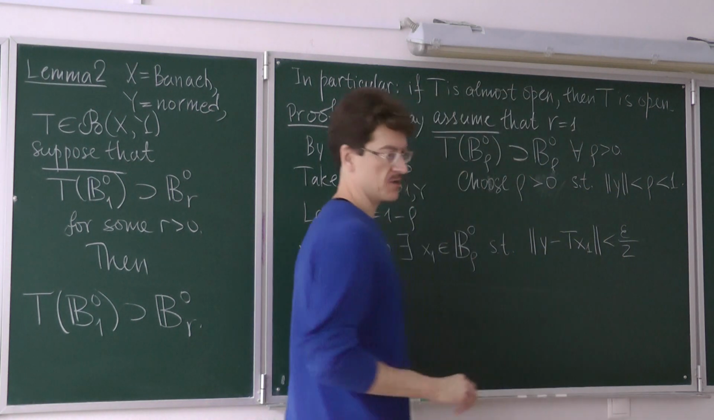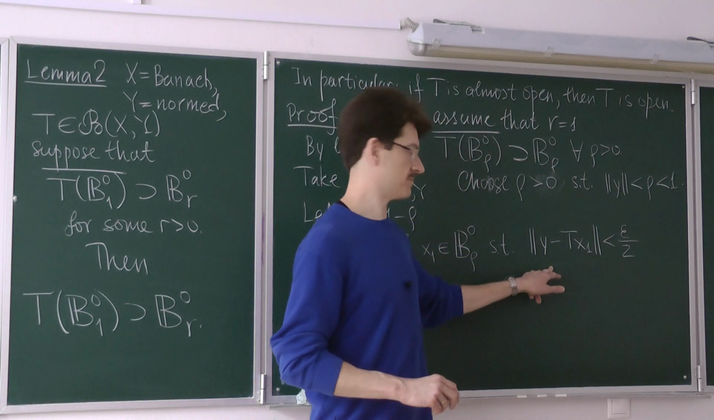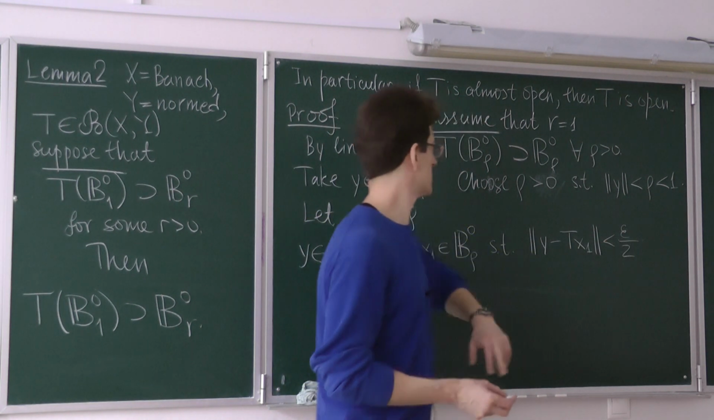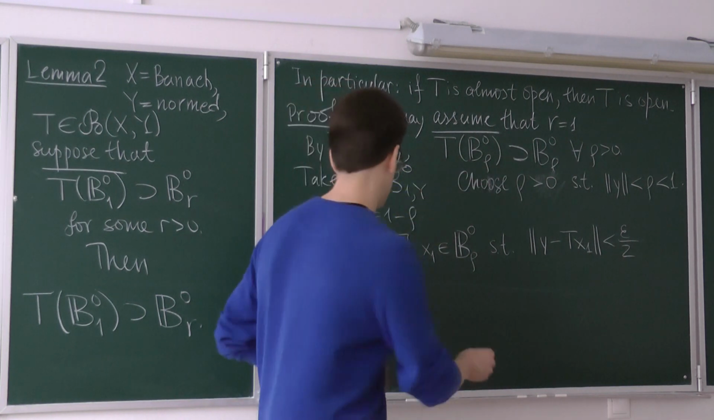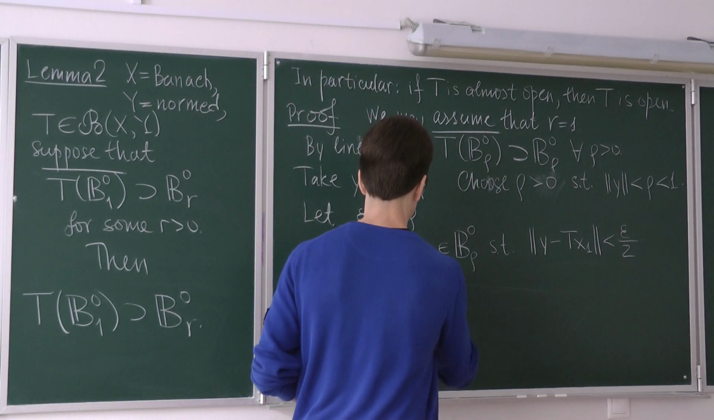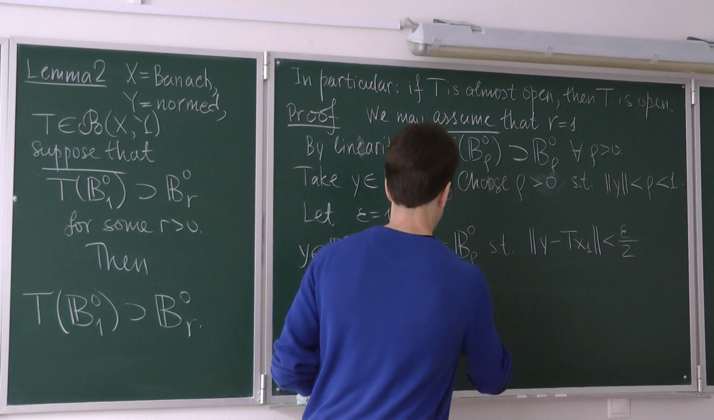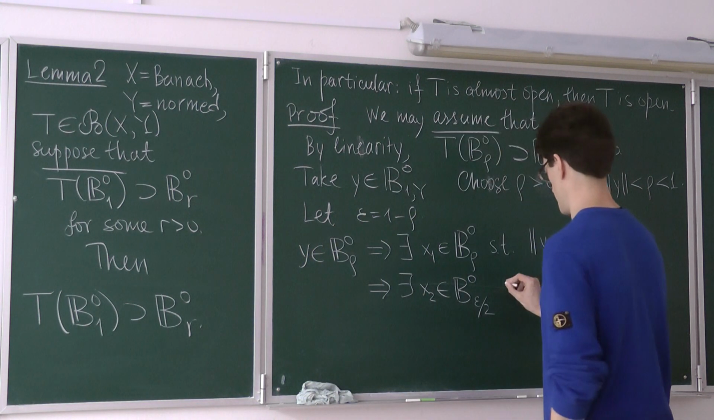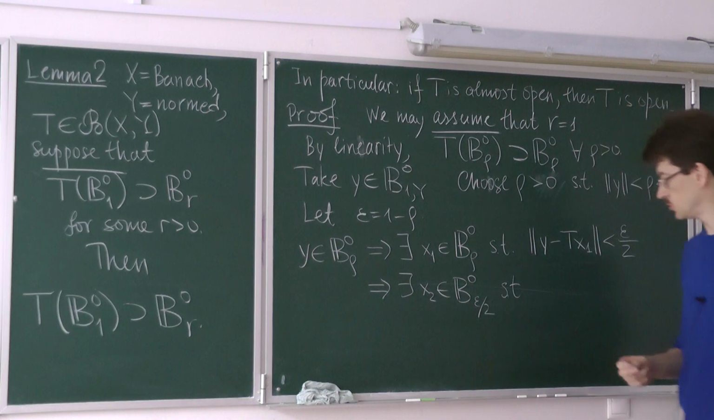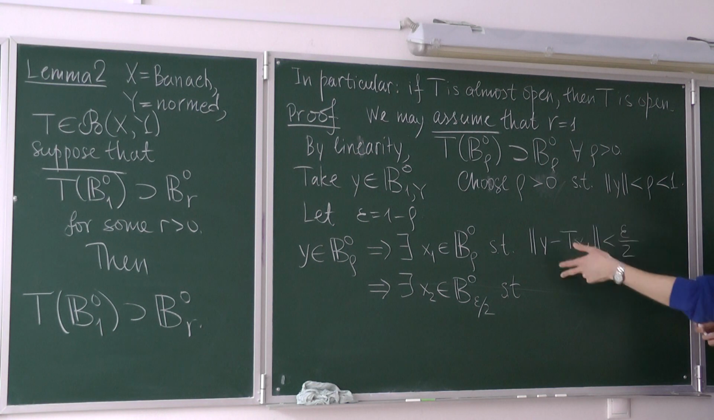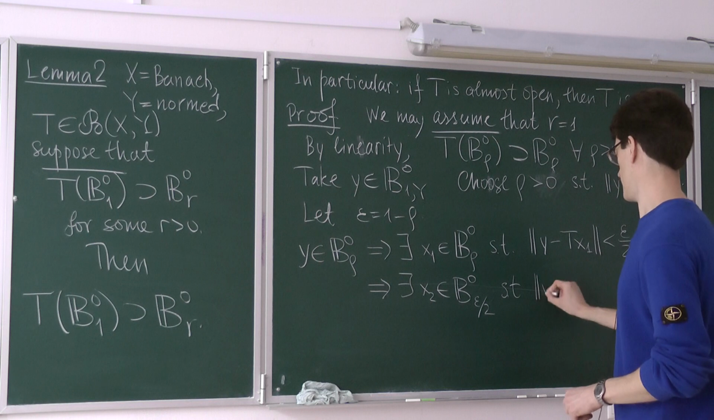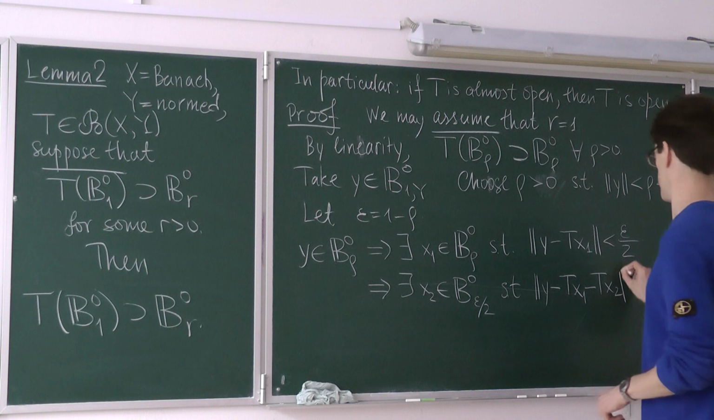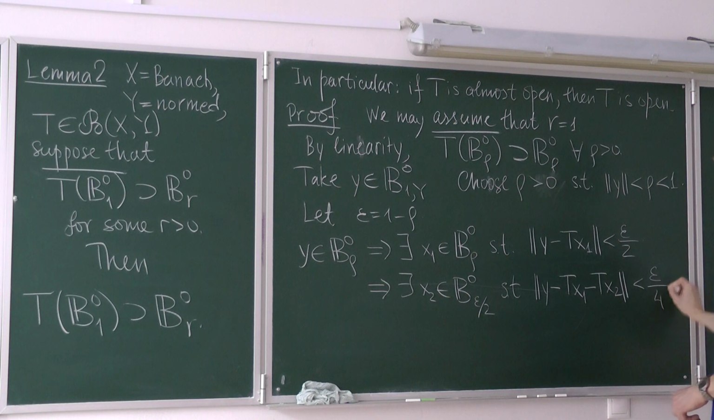Okay, now let's apply the same argument to this vector. So it sits in the open ball of radius epsilon over 2. So again, by the same inclusion, we see that there exists a vector x2 in the open ball of radius epsilon over 2 such that the image of x2 approximates this vector. In other words, we can always find x2 such that the following inequality holds.